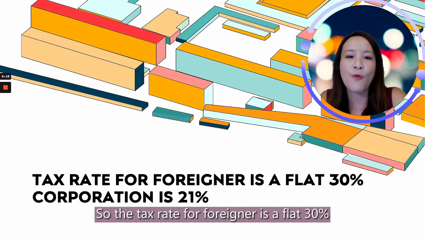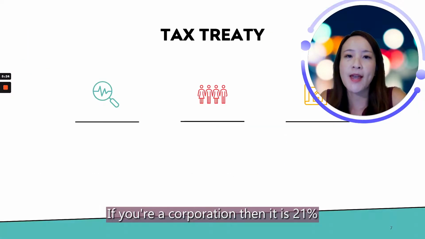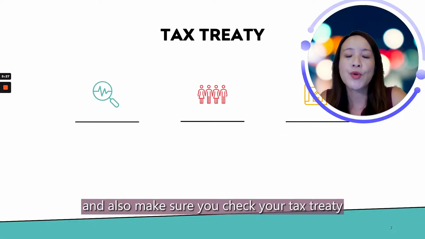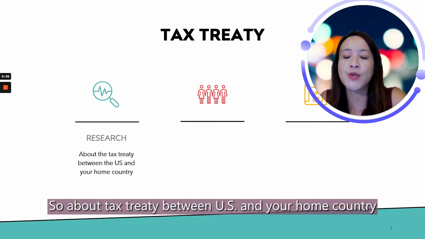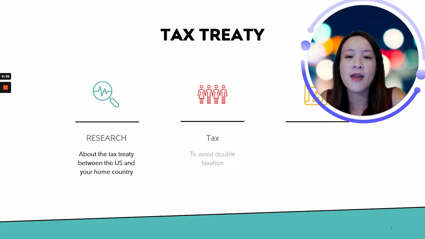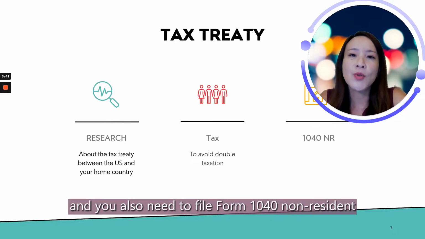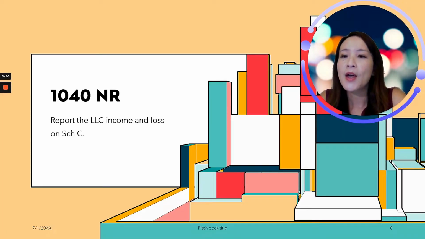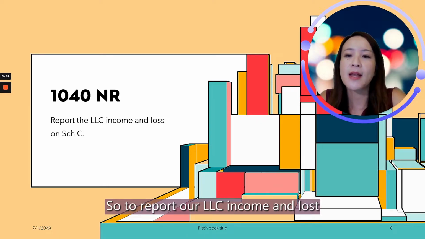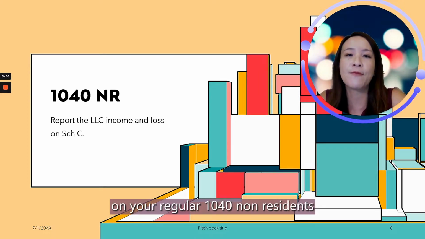The tax rate for a foreigner is a flat 30%. If you are a corporation, then it is 21%. Also make sure you check your tax treaty between the US and your home country, so that you can avoid double taxation. And you also need to file Form 1040 non-resident. To report LLC income and loss, you're going to report that on your Schedule C on your regular 1040 non-resident.